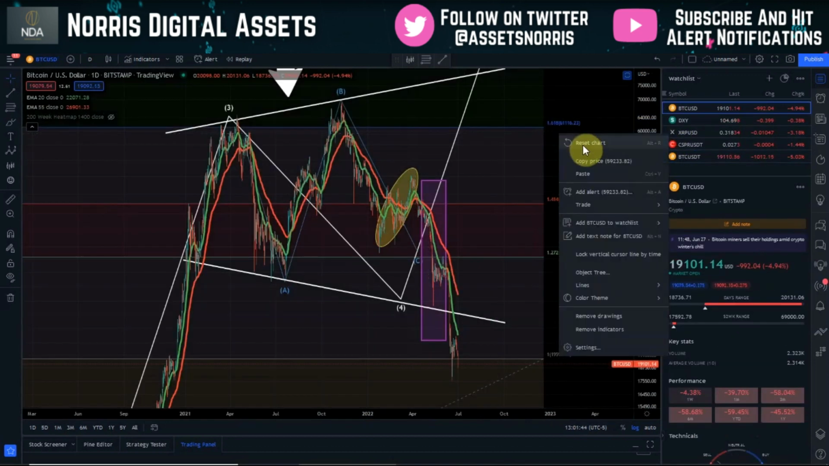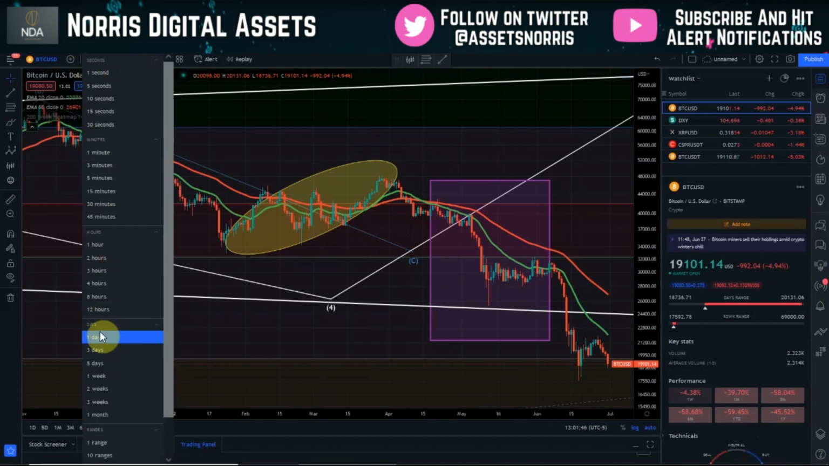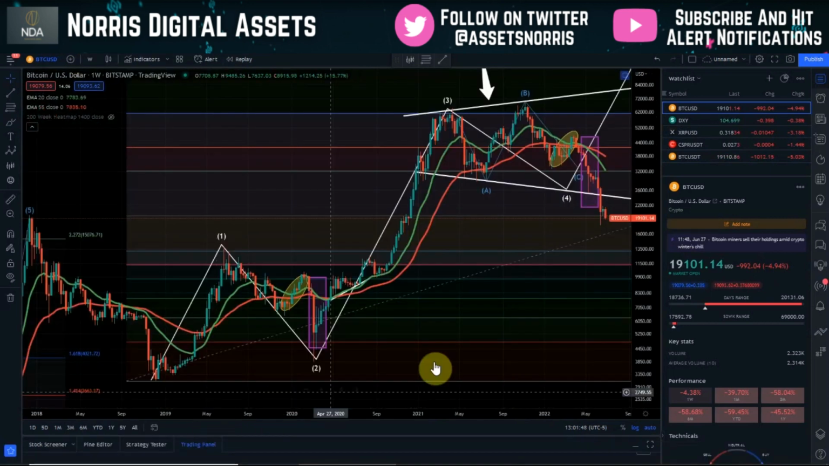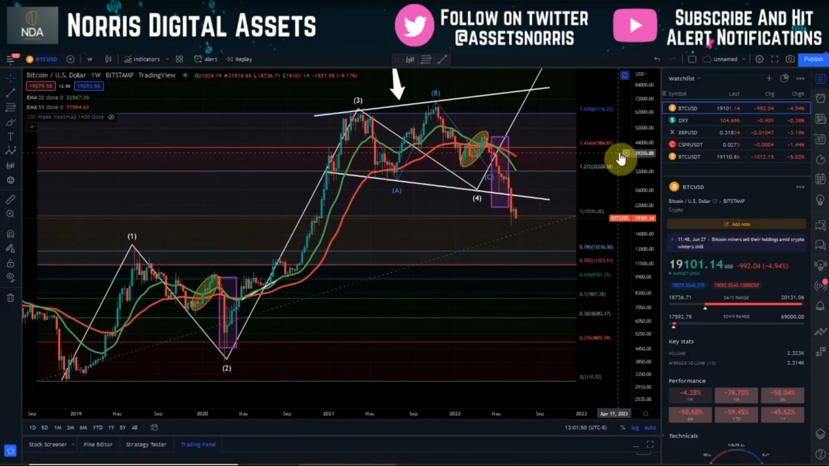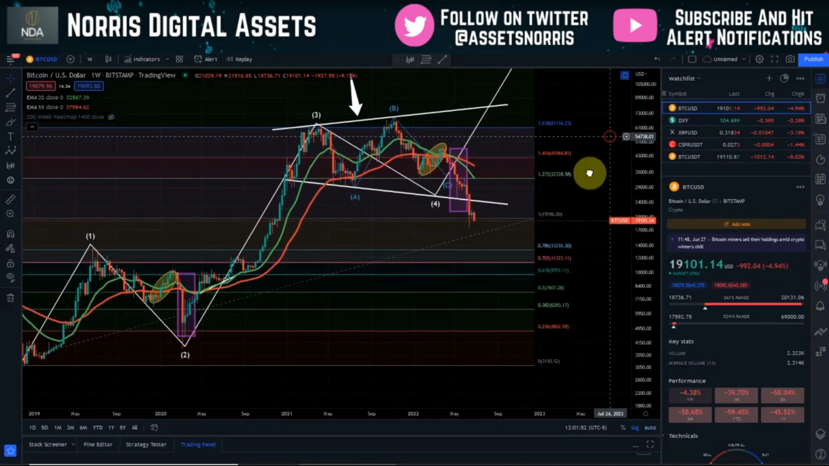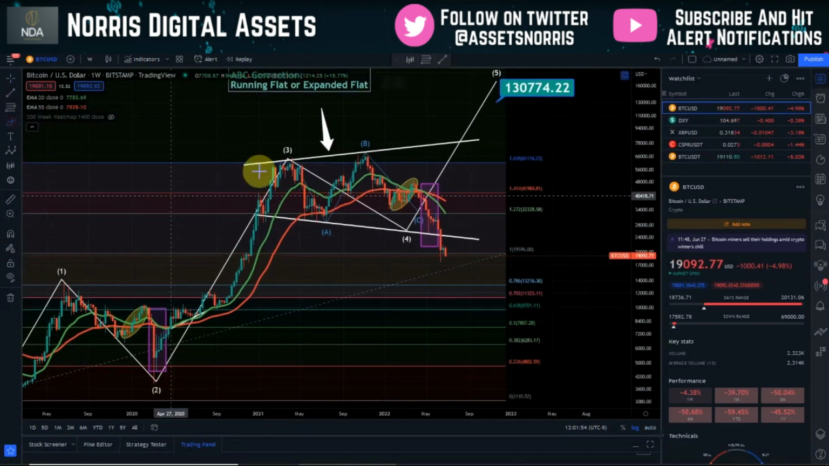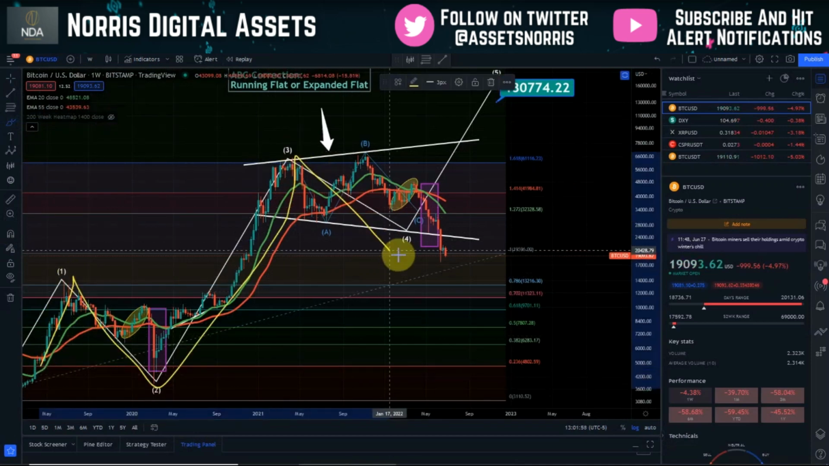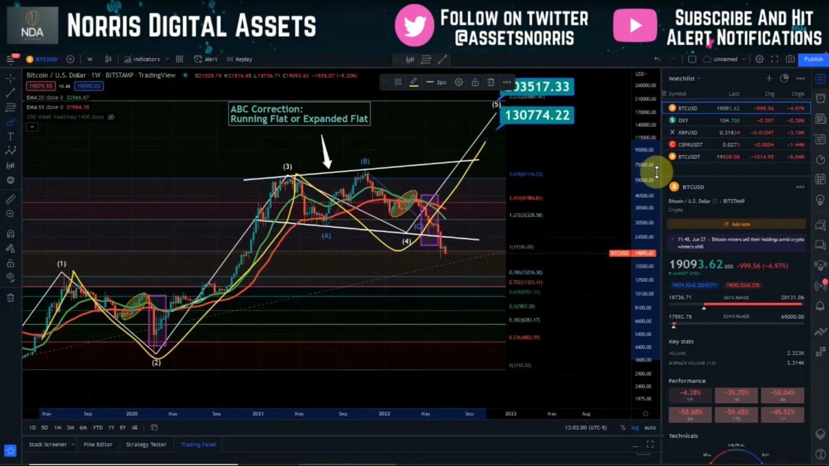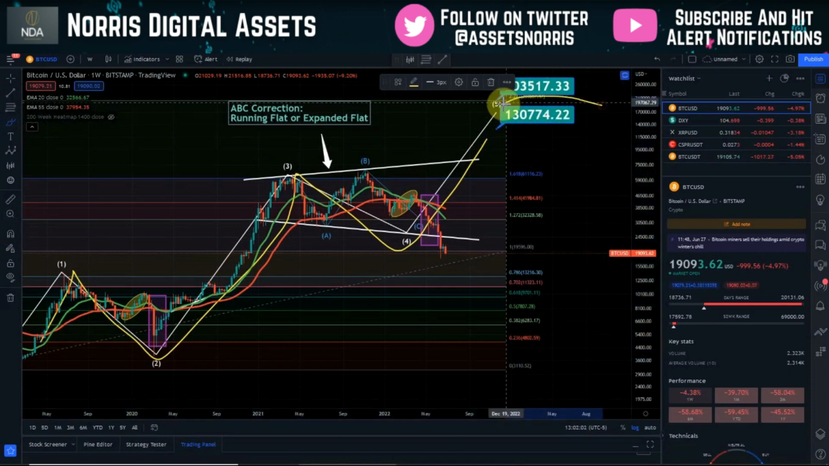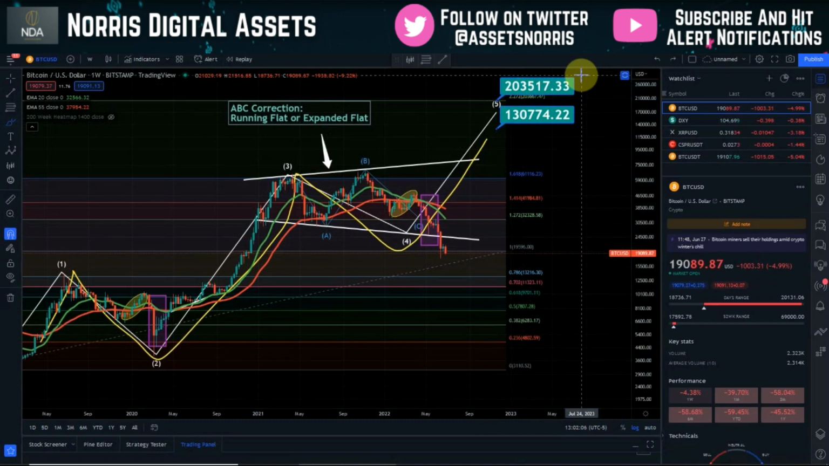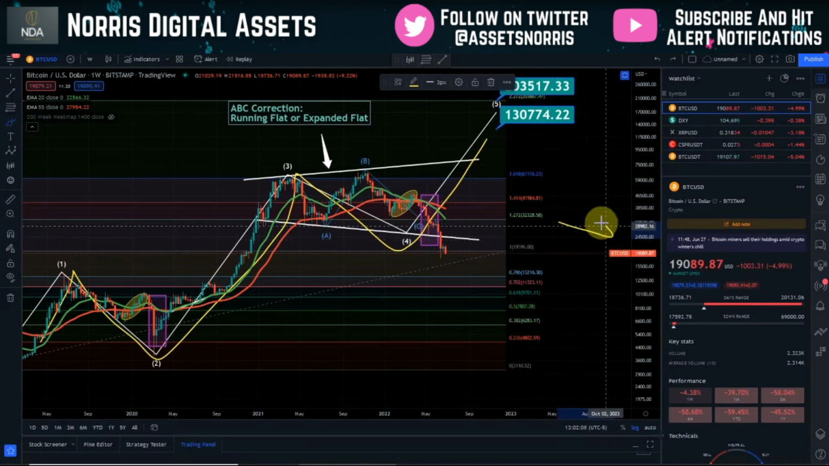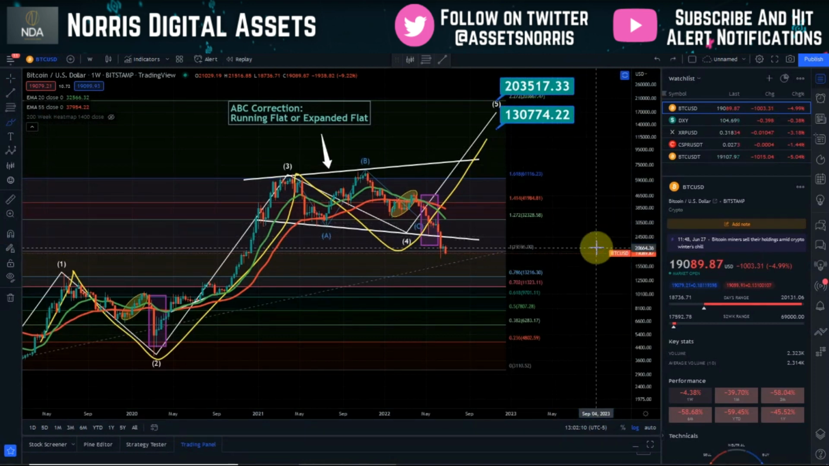So my main drawing here, let's reset the chart. Let's go to the weekly and take a look here. Again, that's what we've been trying to solve here. Come up, wave 1, 2, 3, 4, 5, up to my targets of $130,000 per Bitcoin, up to $203,000 per Bitcoin, possibly even higher, even though we are still at 19,000, okay?